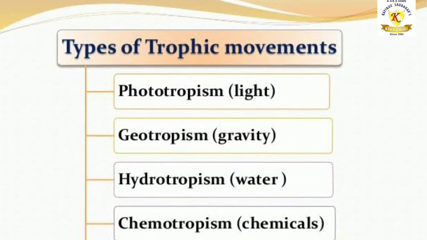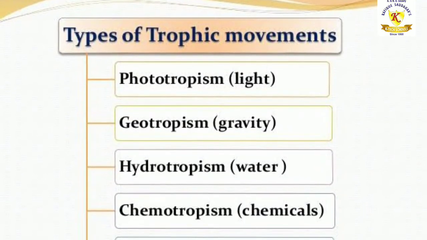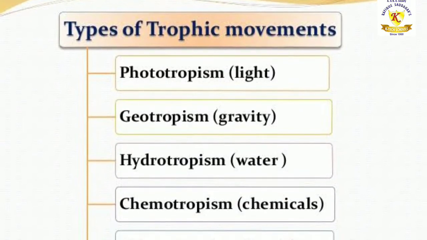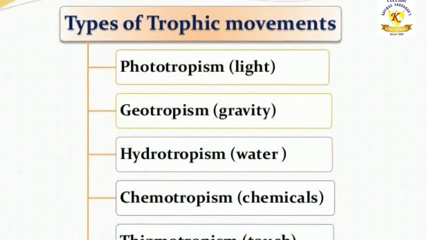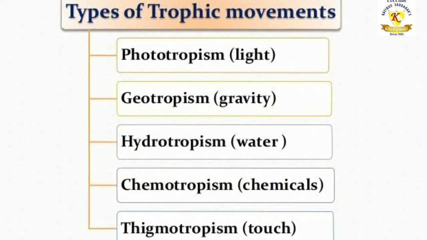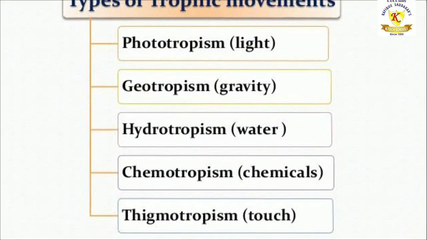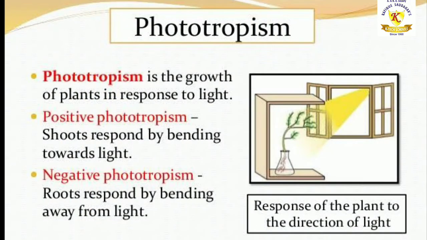Now the types of tropic movements are phototropism through light, geotropism through gravity, hydrotropism through water, chemotropism through chemicals, and thigmotropism through touch. Let's see what is phototropism. It is the growth of plants in response to light.